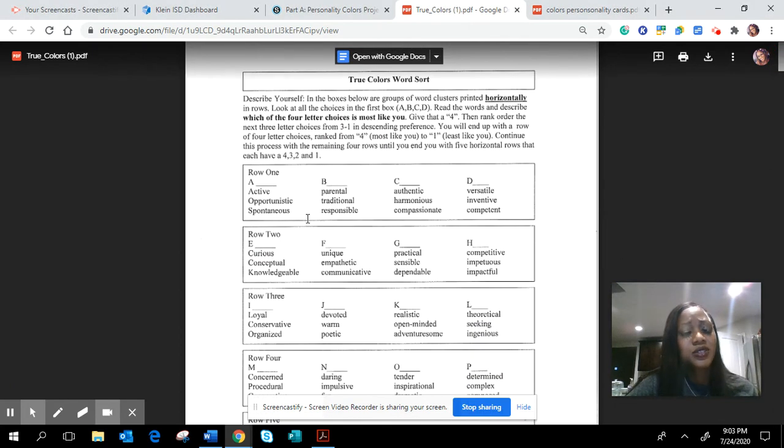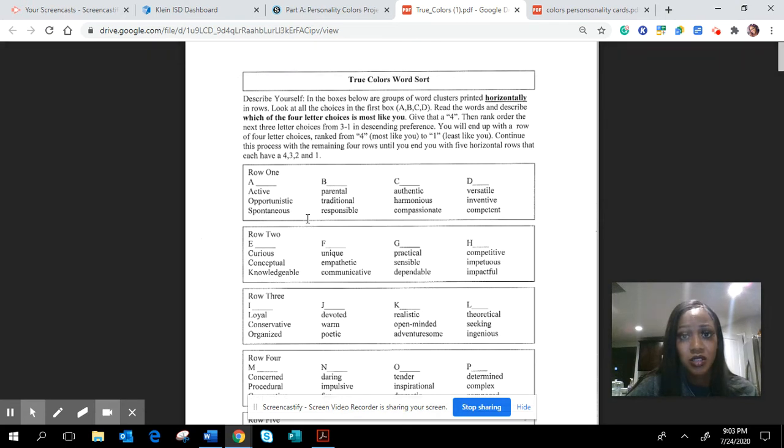Now, guys, I need you to pay attention to something. If you look at this sheet, you see this right here? It says row 1. Got it? If you look, every single row is going to identify what number row it is. That's extremely important. Pay attention to that.